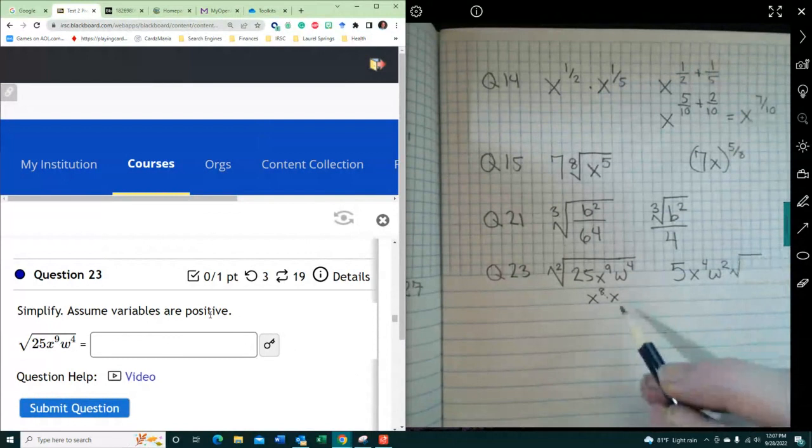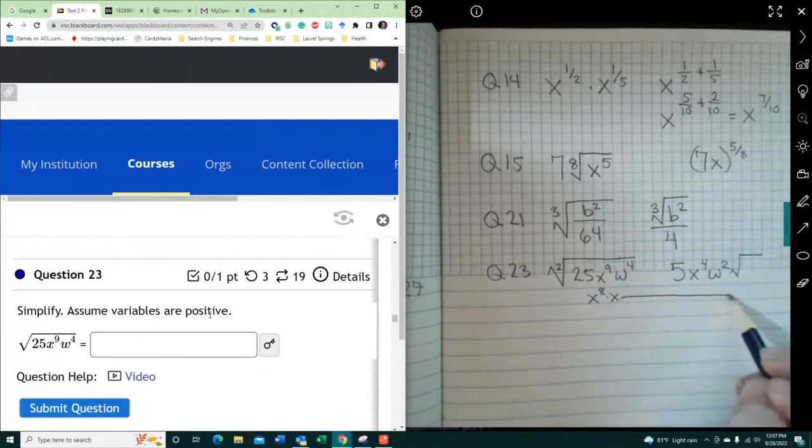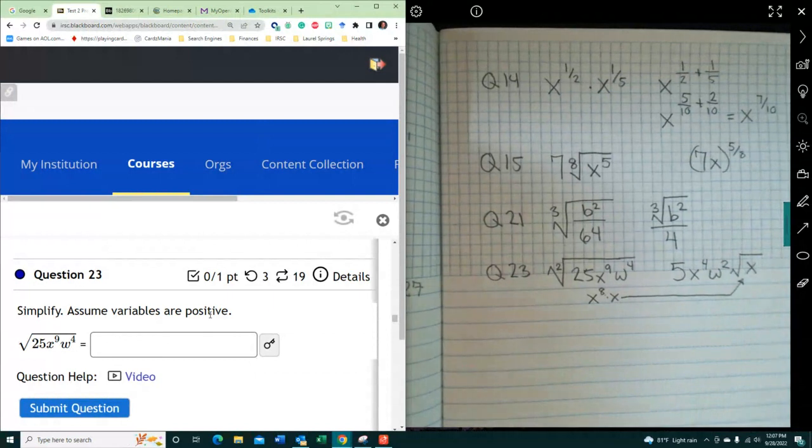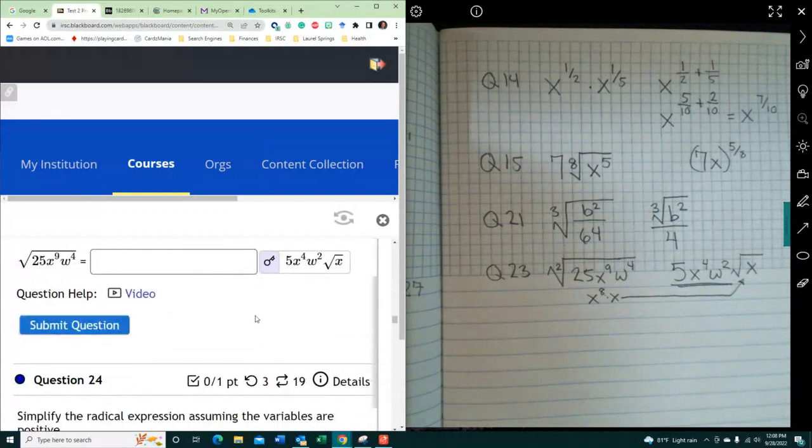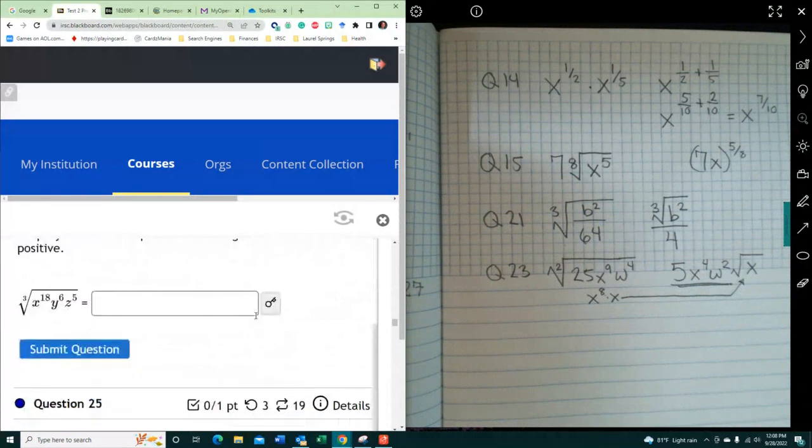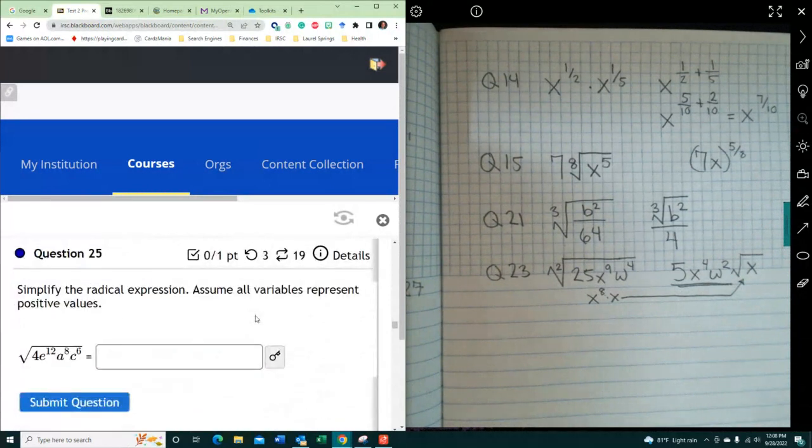And then what's going to end up happening is you're going to leave this x inside the radical because it doesn't have a home. It's kind of alone. So the 2 can't go into 1, right? So we leave it alone. There's our answer. All right, with the whole radical and everything. All right. See, these aren't that bad. They're not that bad. 25.